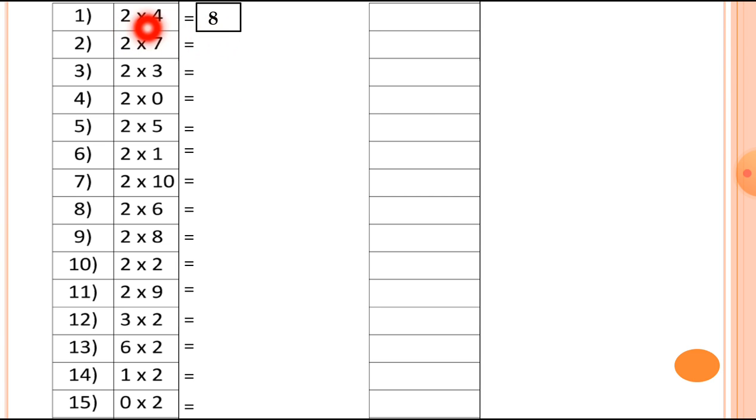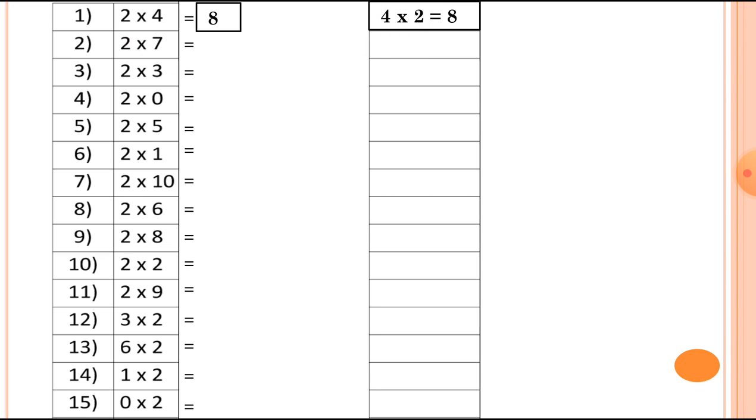2 4s are 8. From this multiplication sentence, we have to write down another multiplication fact. How can we write it? Let's see. So here is 2 4s are 8. So we can write it this way: 4 2s are 8. We are just taking the second number first. If here is 2 first, then we take 4 first here. Here is 2 4s are, so we can write 4 2s are.